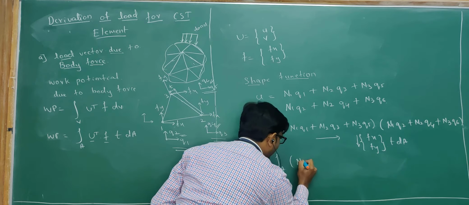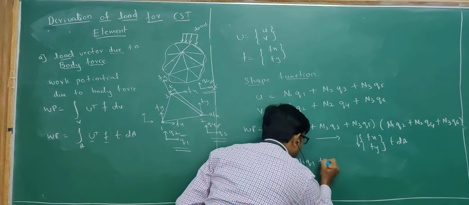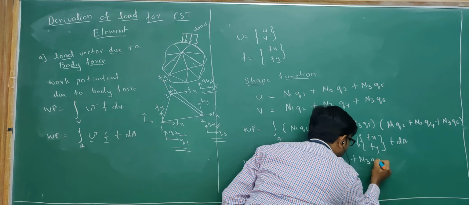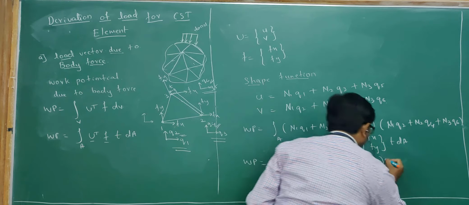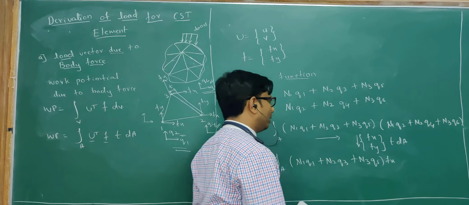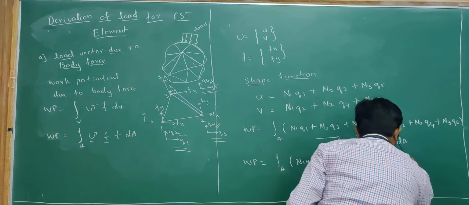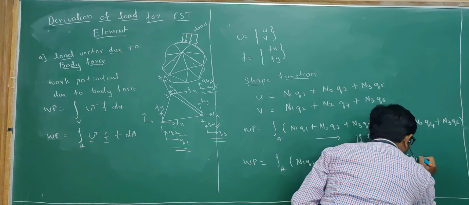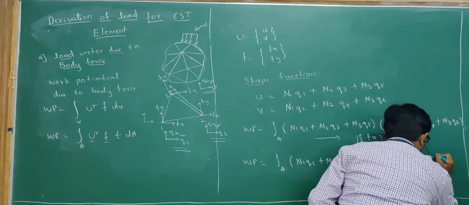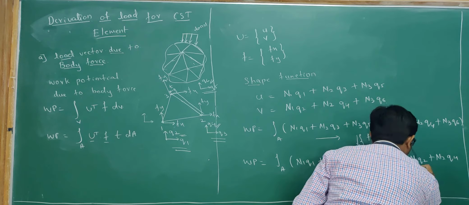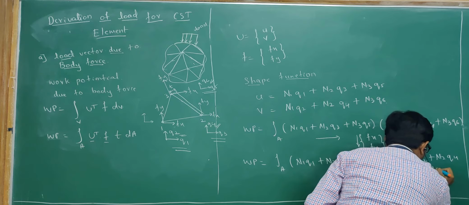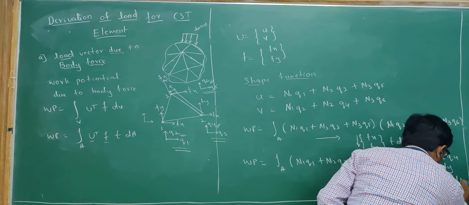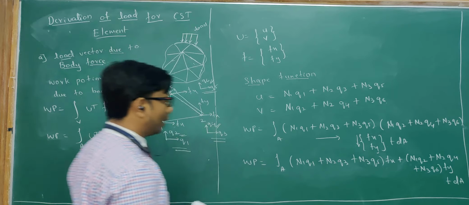So I have to write N1 Q1 plus N2 Q3 plus N3 Q5, into Fx plus, so this will be multiplied with the Fy term. So that will be N1 Q2 plus N2 Q4 plus N3 Q6, into Fy into T into D. So that is a parameter which is remaining.